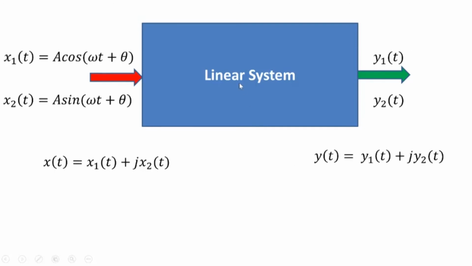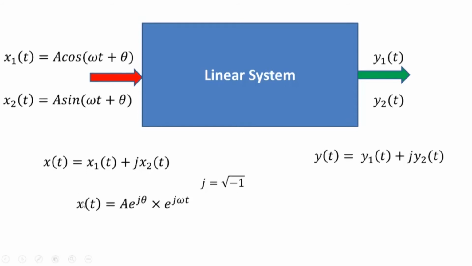We just learned about the superposition principle. So y(t) will be: x1 will result in y1, and j times x2 will result in j times y2 here. Now let's say j is a constant, but let's say j is the square root of minus 1, the imaginary quantity here.